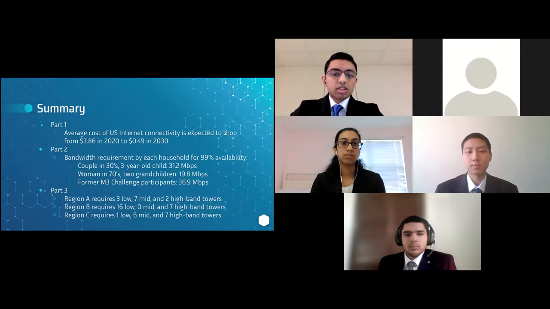To summarize, in each part, we used real-world data to model internet speed and bandwidth needs. In part one, we used logistic models to predict average internet speed for each type of internet source and modeled the cost as inversely related to the speed. It was projected that the cost will decrease significantly in the next 10 years.